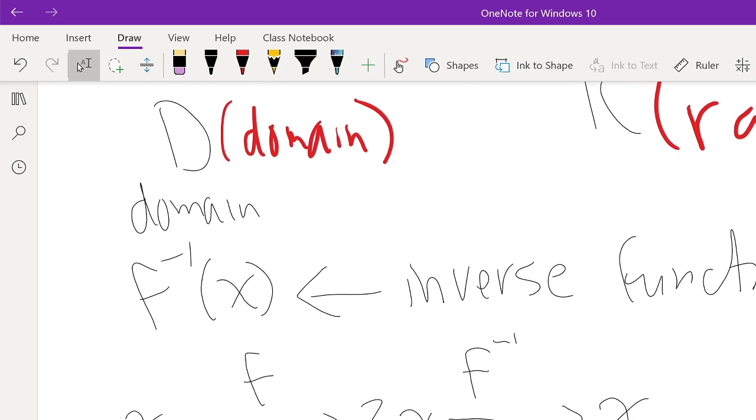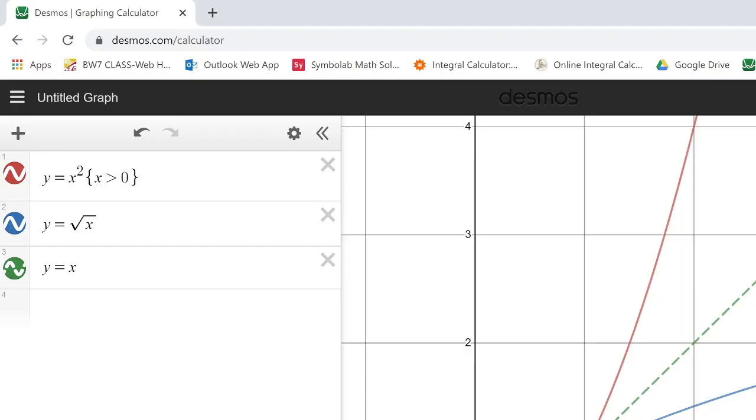Now, graphically, what you see here is the graph of two functions. They are inverses if they are reflections across the identity line, y is equal to x. That dotted line is the line y is equal to x. If you think of this as a piece of paper, you would fold along that line, and those would overlap each other. So that is graphically the representation of an inverse function.